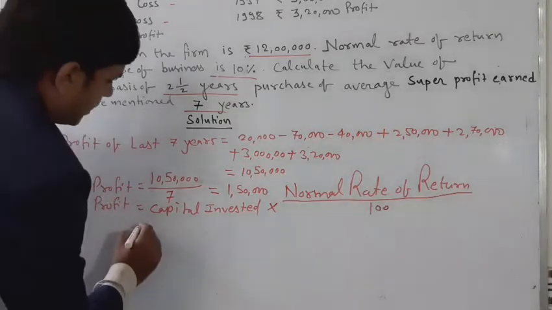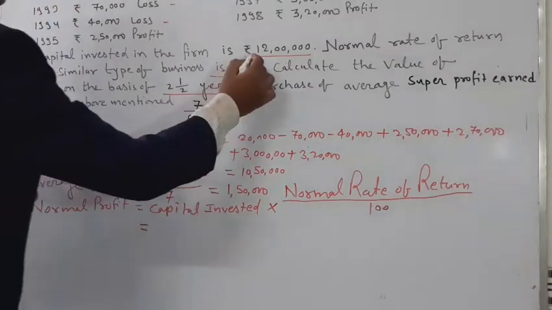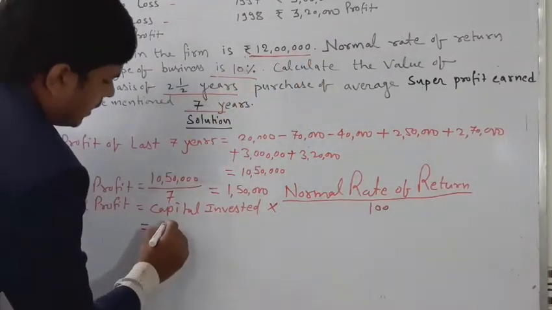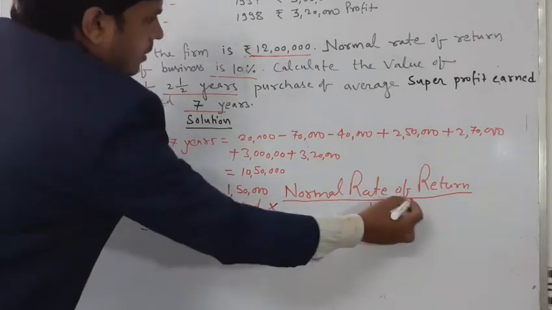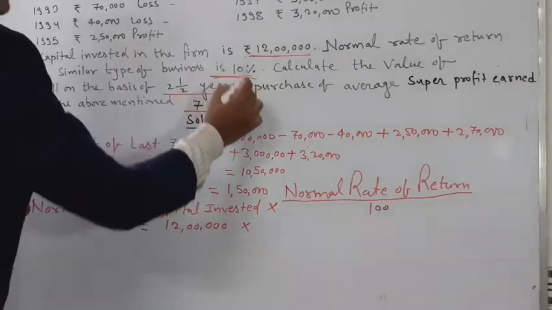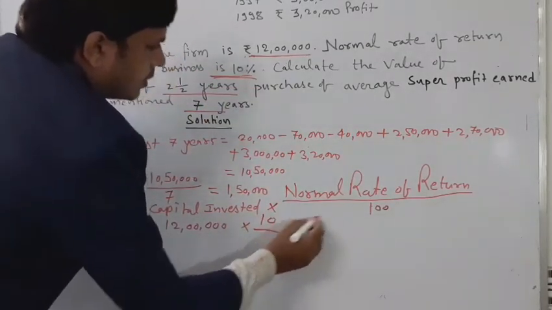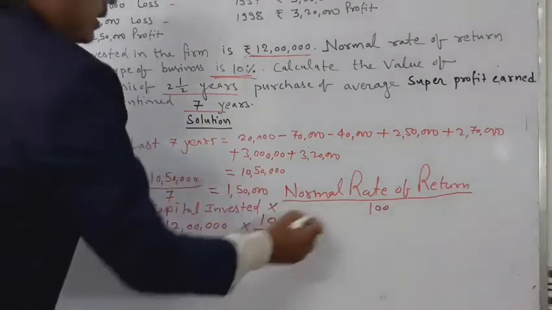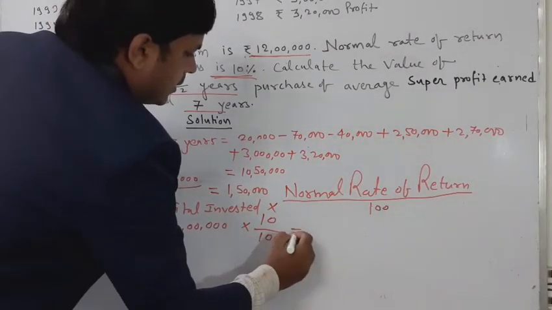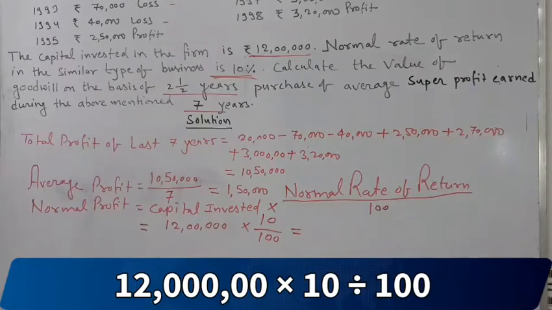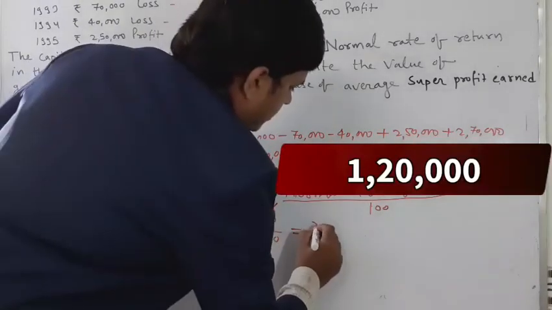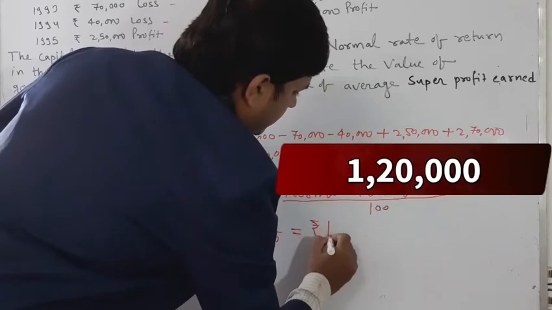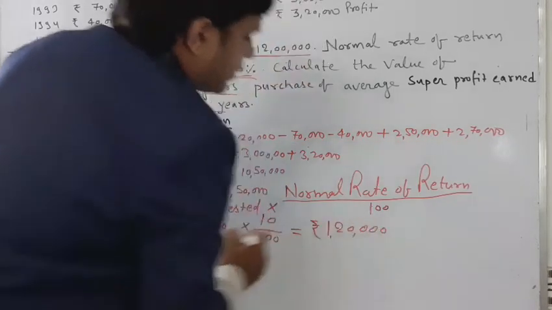Then capital invested. How much capital invested there? Capital invested 12 lakh. Okay. Then here you will write 12 lakh into normal rate of return 10%, divided by 100. Please calculate it. 12 lakh into 10 divided by 100 is 1,20,000 rupees. 1,20,000. Okay.